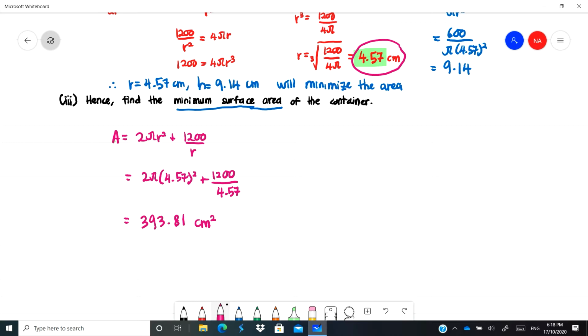If it is the volume, it will be centimeter to the power of 3. If it is the dimension itself, it will be centimeter.